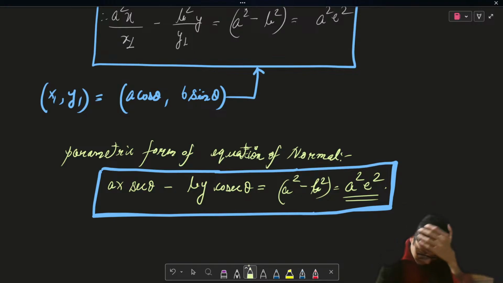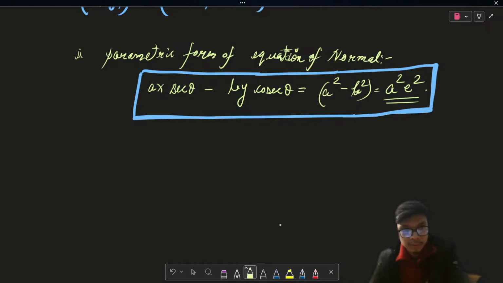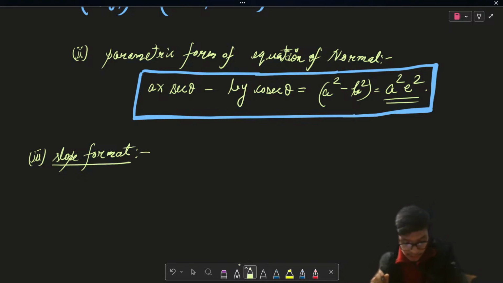Is this part clear? All right, so let us proceed to the next topic, and that is writing down the equation of the normal in the slope format. Previously we wrote down the equation of the normal in the point form and the parametric form, but what if I give you the slope of the normal? That is also called the slope format. So let us say I give you the slope of the normal and you have to find the equation of the normal, right?